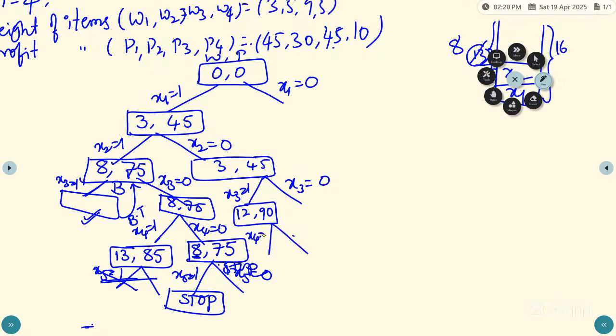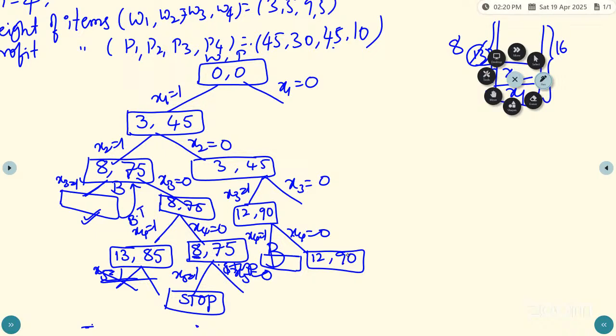X4 may be possible or may not be possible. If we take X4, already 12 units are filled in the bag out of 16 total capacity, so 4 units are left over. But the fourth item's weight is 5 units, so we are unable to place it. It is blocked here. Not taking it gives the same cost, that is 12, 90.